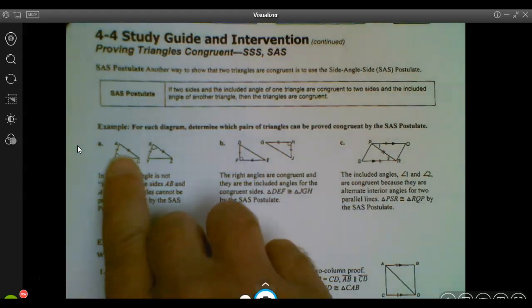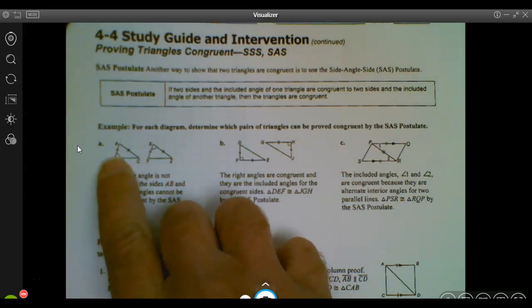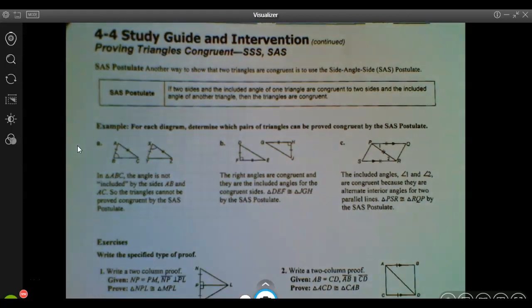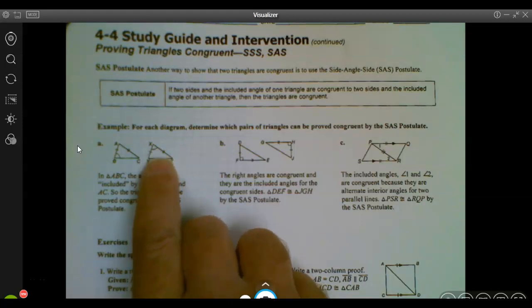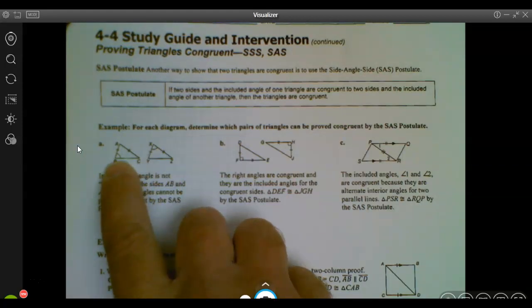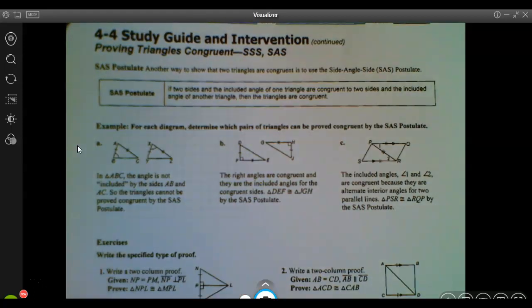And I would need to know angle A is congruent to angle X in order for me to have side angle side. So again, when you say side angle side, the angle that we're referring to has to be the angle between the two sides that you marked, like this one is. So there they mark the included angle. This one is not the included angle, so therefore this is not side angle side. Take a look at this one though.